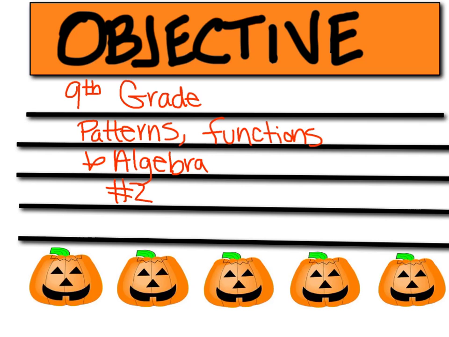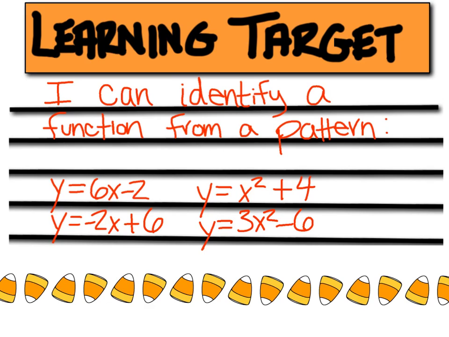Our objective for today is 9th grade patterns, functions, and algebra number 2. Our learning target: you should be able to identify a function from a pattern, like these functions right here. y equals 6x minus 2, y equals negative 2x plus 6, y equals x squared plus 4, and y equals 3x squared minus 6.